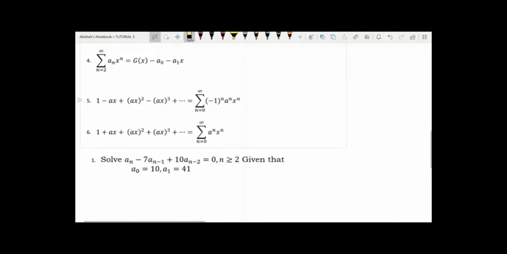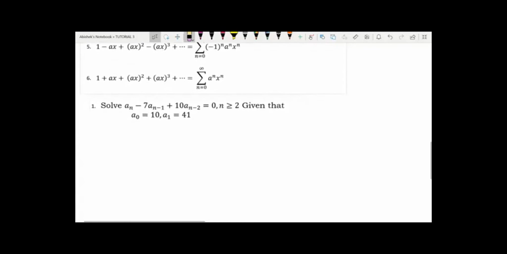So 1 minus ax plus ax the whole square minus ax the whole cube can be written as summation n ranges from 0 to infinity minus 1 power n a power n x power n, whereas if all the arithmetic operators are positive plus symbol, it equals summation n equals 0 to infinity a n x power n. This is the first example problem. Solve the recurrence relation. Here the boundary conditions are a0 equals 10 and a1 equals 41.